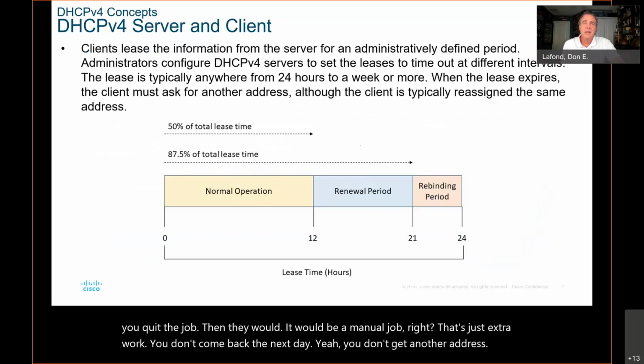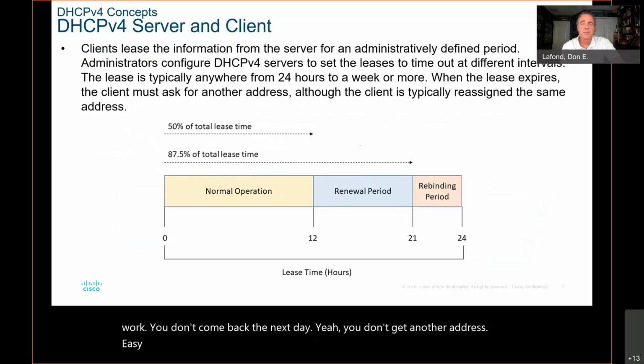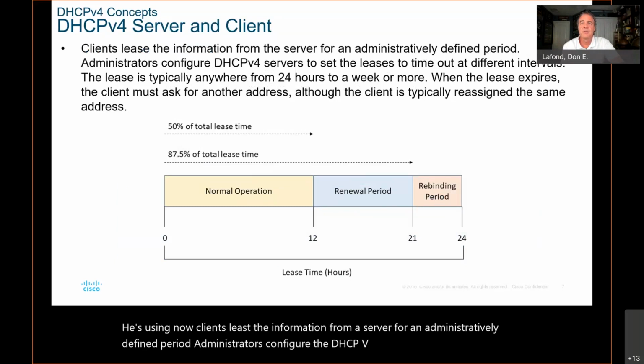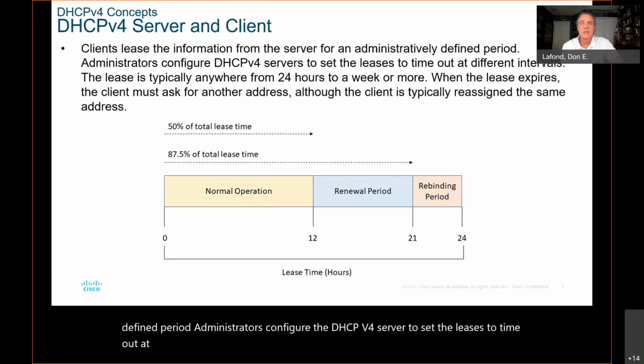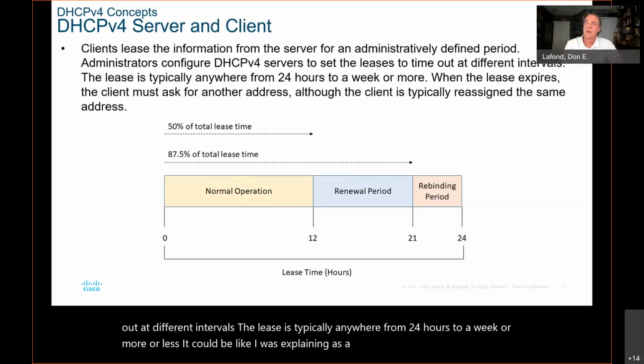Easy as that. Now, clients lease the information from a server for an administratively defined period. Administrators configure the DHCPv4 server to set the leases to time out at different intervals. The lease is typically anywhere from 24 hours to a week or more. Or less. It could be like I was explaining as a student. 4 hours is generally long enough.